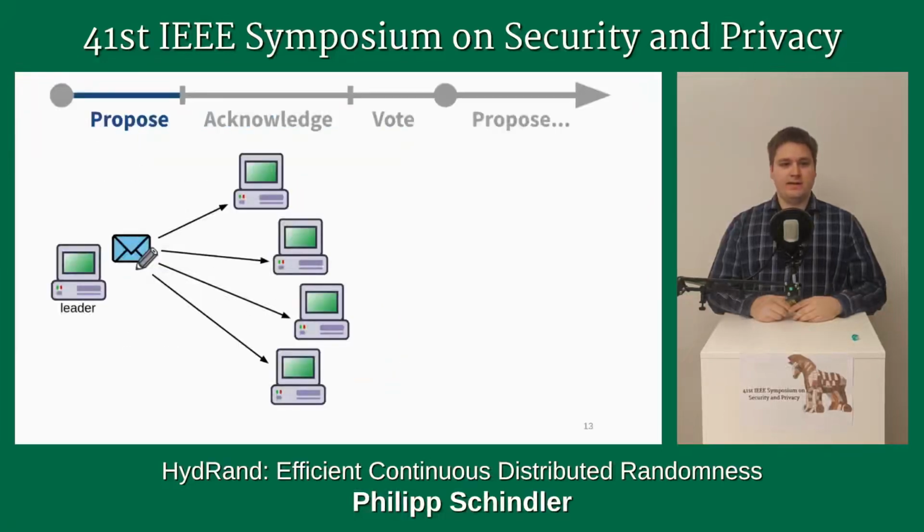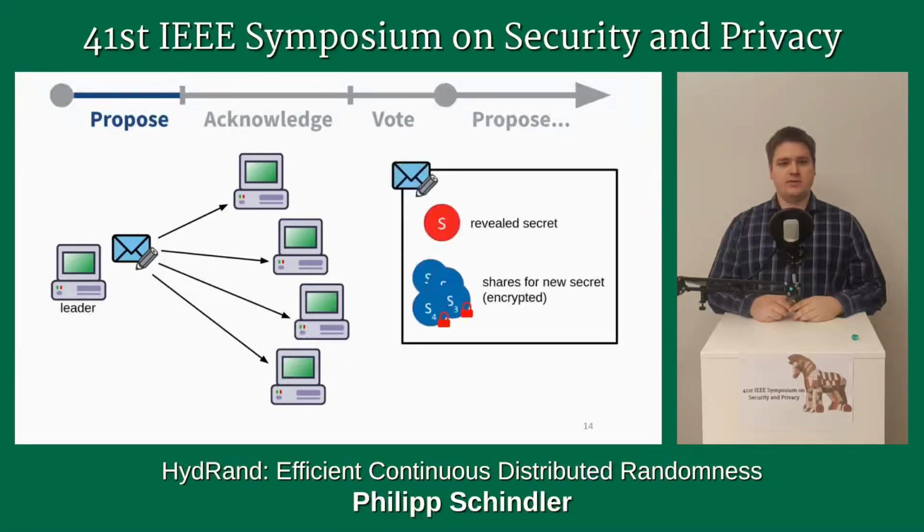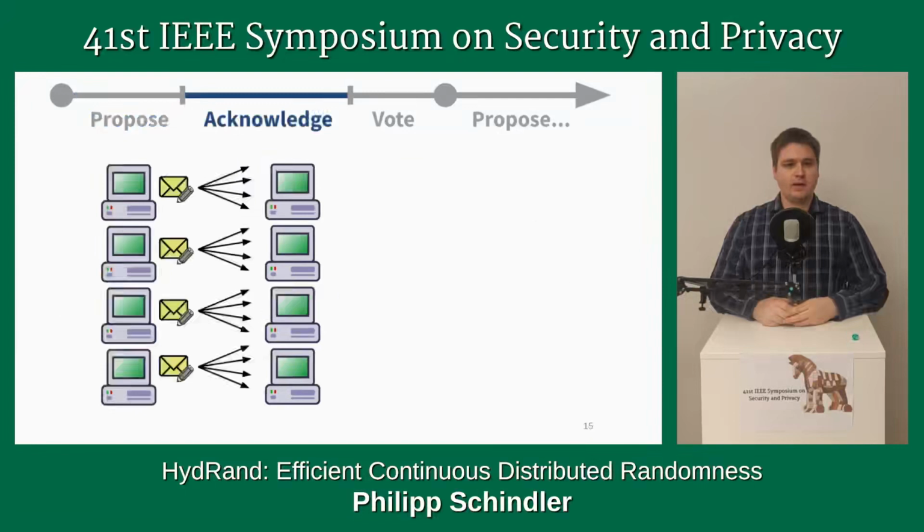In the propose phase, the leader broadcasts a signed message to all other nodes. This message contains 2 main parts. First, the leader reveals the secret he previously shared, either during the setup phase or the last time he was selected as leader. Second, he includes shares for a new randomly picked secret in encrypted form in his message.